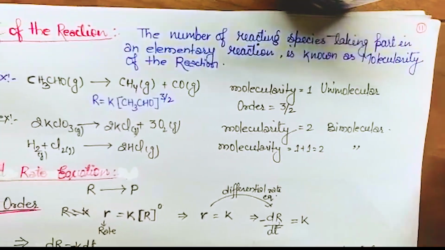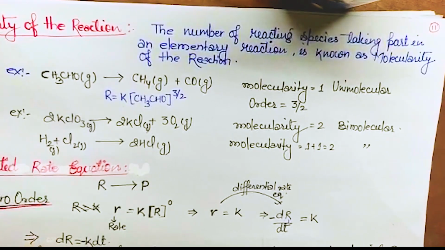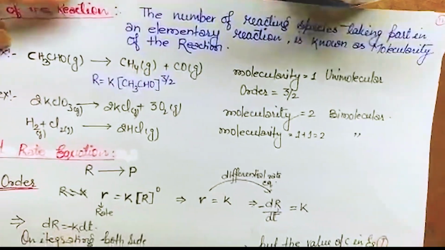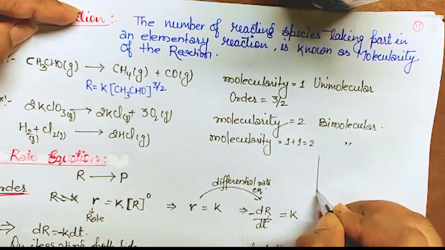So class, yesterday we have done the integrated rate equation for zero order reaction. So now today we will do it for the first order. But before starting the first order, let me explain the graph for this zero order.